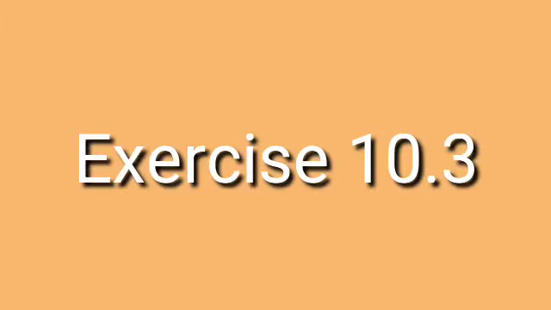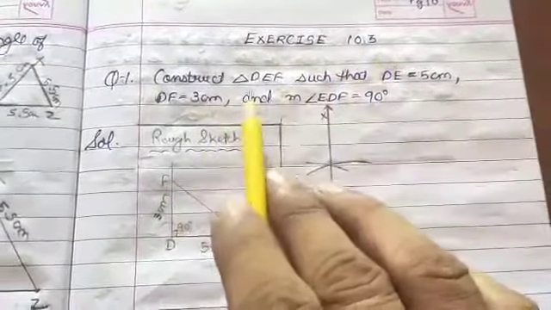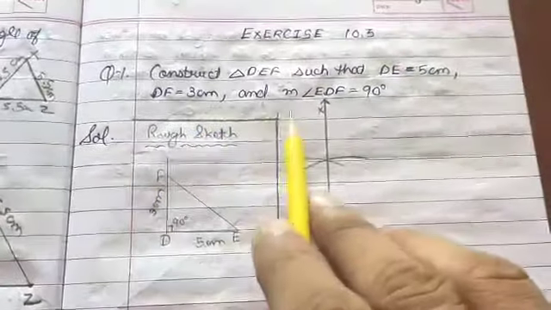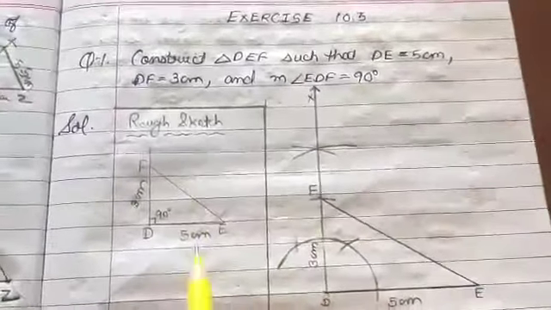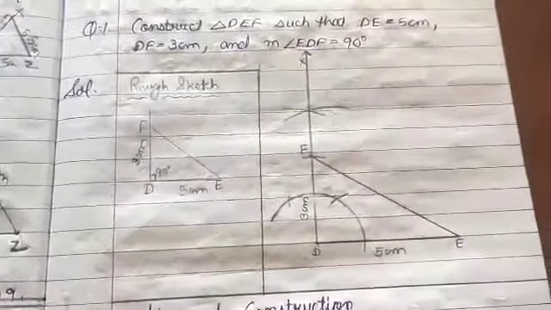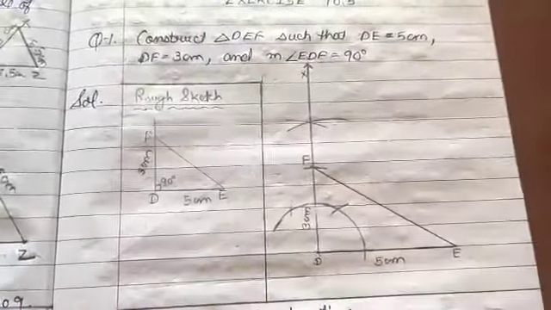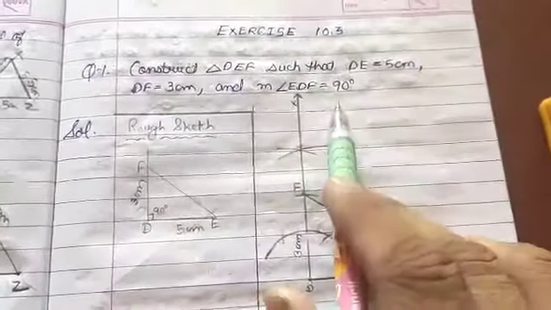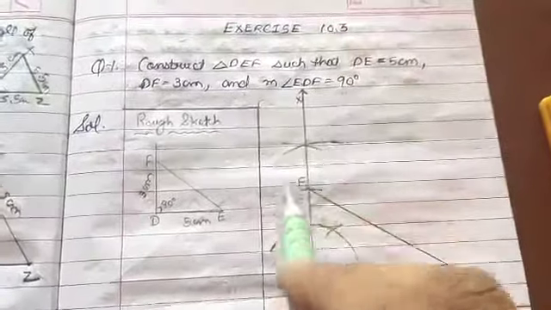Now let us start exercise 10.3. Construct triangle DEF such that DE equals 5 centimeter, DF equals 3 centimeter, and measure of angle EDF equals 90 degree. Now dear student, in the previous exercise, the lengths of all sides of the triangles were given. In this particular exercise, the lengths of two sides and one angle are given. That is another property of triangles, that is side angle side.